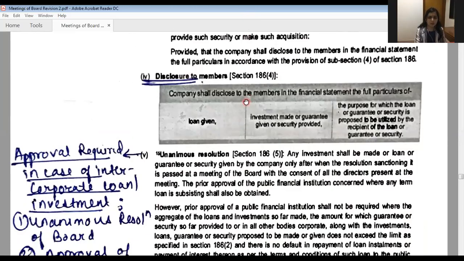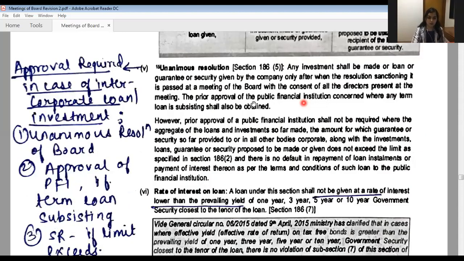Now, the next point is the company shall disclose to its members in the financial statement full particulars of loan given, investment made or guarantee given or security provided, and the purpose for which the loan, guarantee or security is proposed to be utilized by the recipient of the loan or guarantee or security.